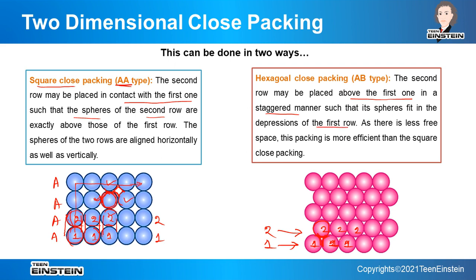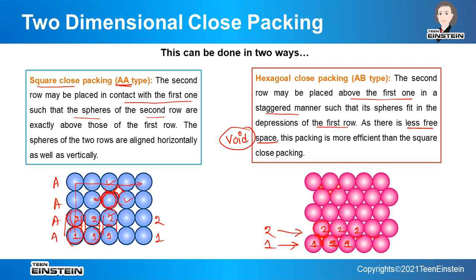So these are the depressions of the first row, and in each depression there is a particle of the second row. Now if you compare the vacant space, here you can see the spaces that are vacant, that is void, basically void. Less free space, here it is mentioned, this is basically void. So this void is very small in the second structure.